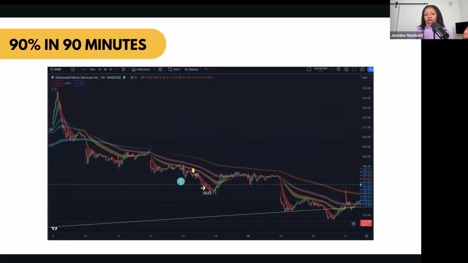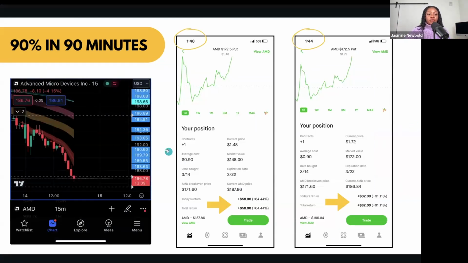This was a trend rider trade. I was riding this red EMA cloud down. So I got in for a put and just continued to ride it down. This is a closer view of what I mean.